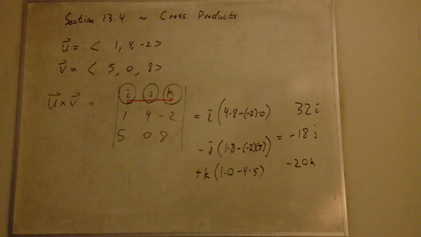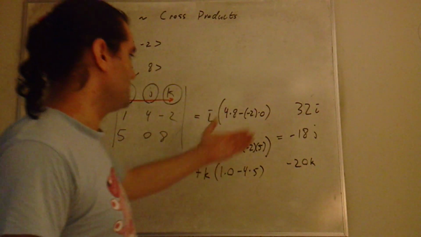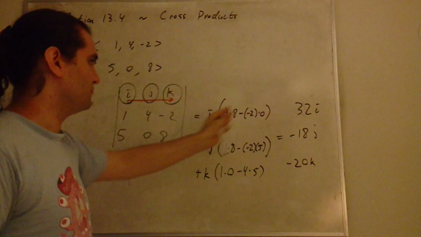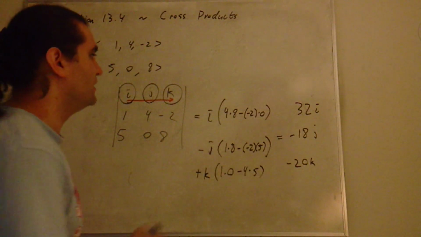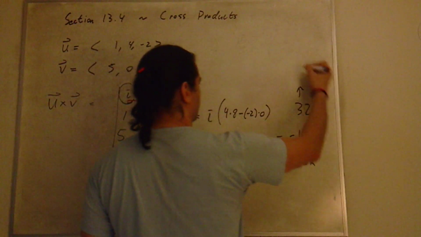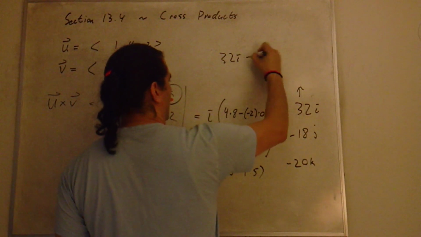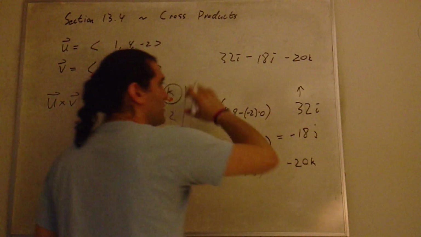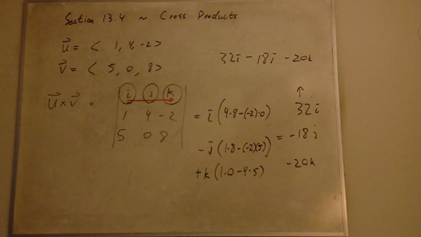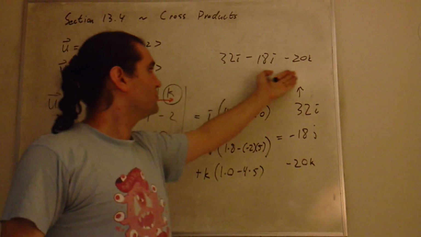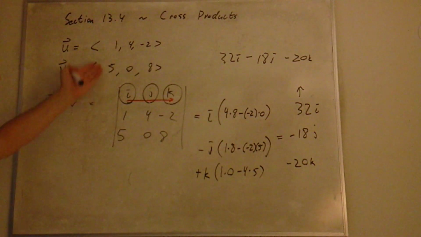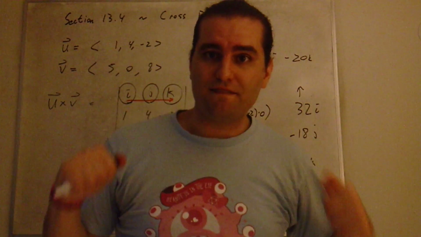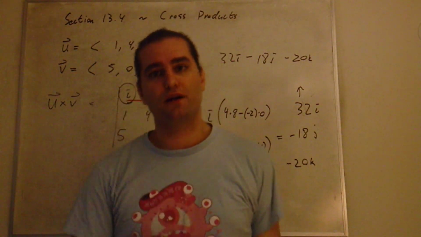So, I promised that this vector, and it doesn't have to be vertical. I'm only writing this vertically because I was going to run out of room horizontally. Probably best to write this as 32i minus 18j minus 20k. I promised that this vector would be perpendicular to both of these. And the exciting news is we can verify that because we know how to do a dot product.